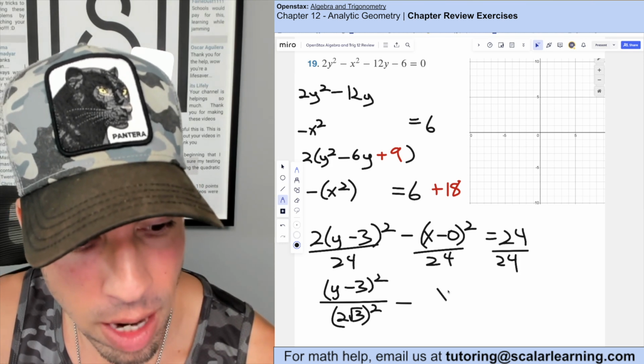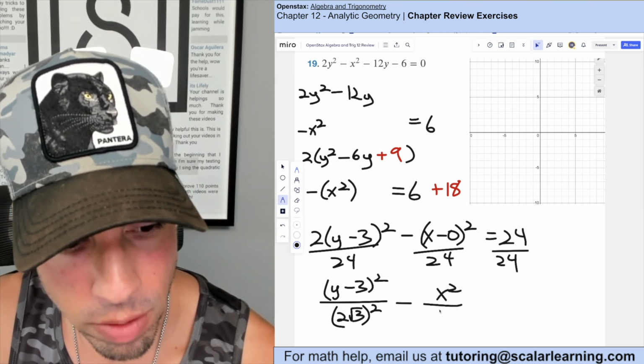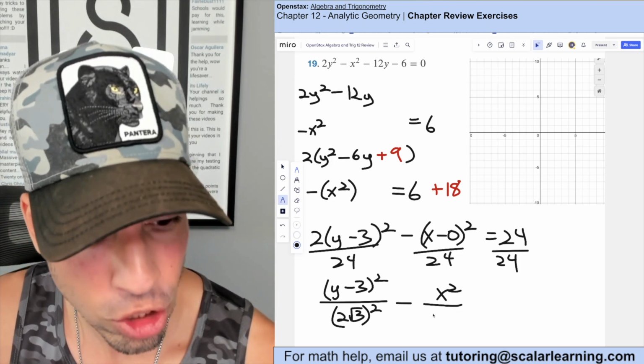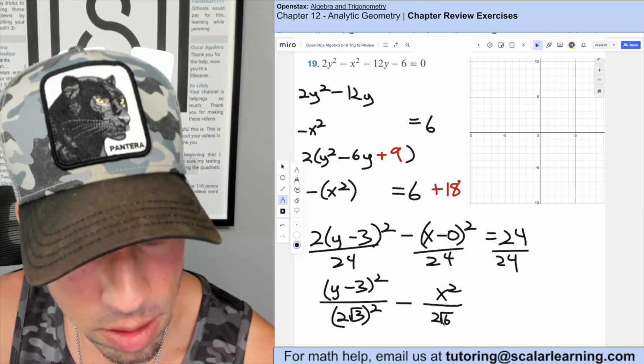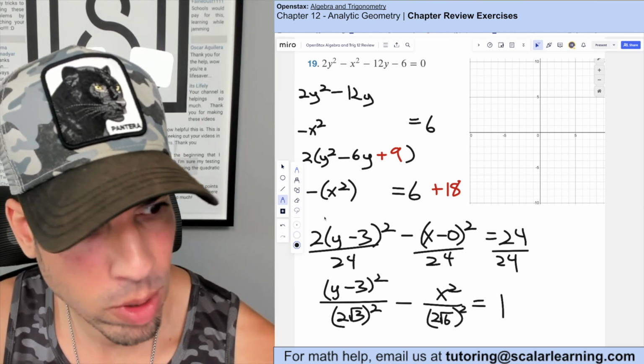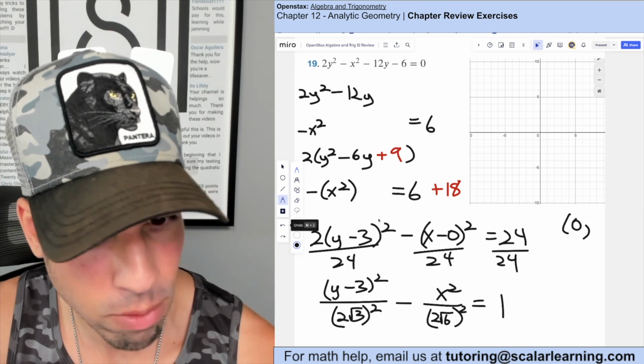Minus, and then we'll just say x squared. Just remember it is the same as x minus 0 squared over 24, which I'm going to say the square root of 24 squared, which is 2 rad 6 squared, is equal to 1. So this means that we have a center at 0, 3, right? Because of that right there.